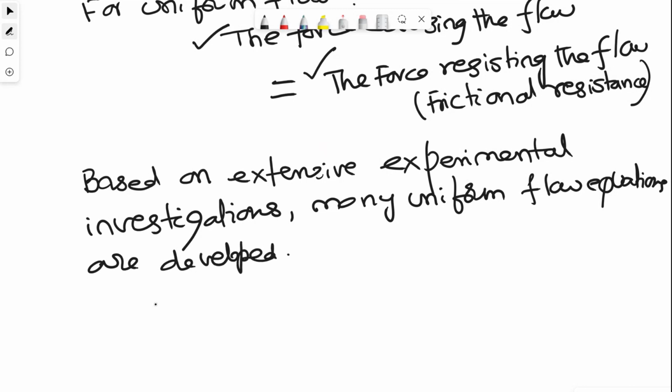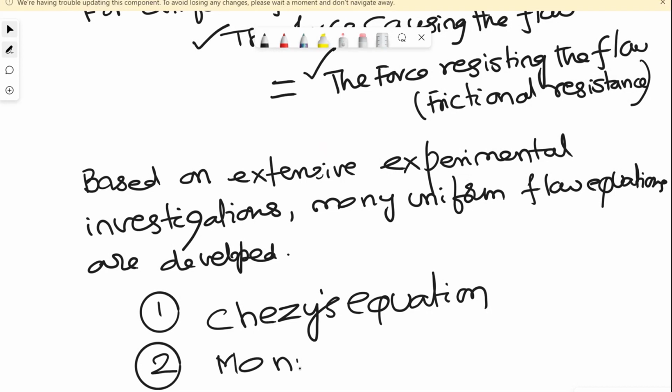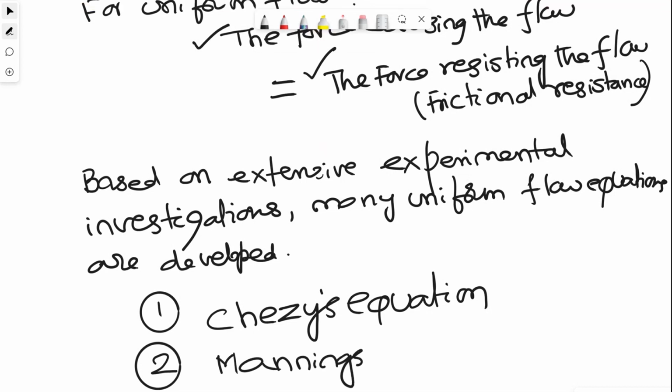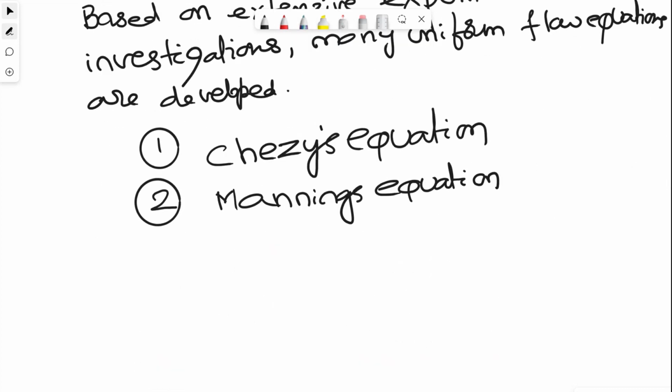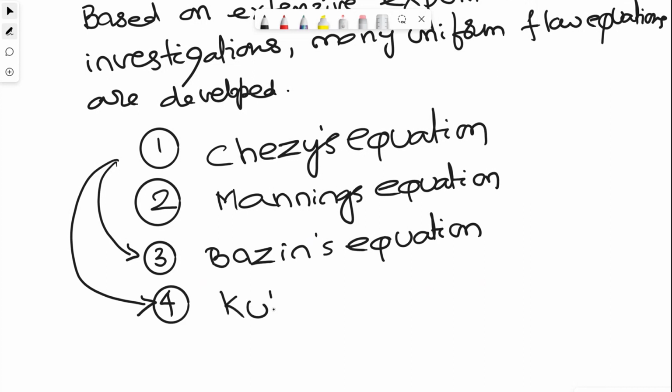What are these uniform flow equations? Number one is Chezy's equation. Number two is Manning's equation. Number three, again from Chezy's, is Bazin's equation. And one more, also from Chezy's, is Kutter's equation.